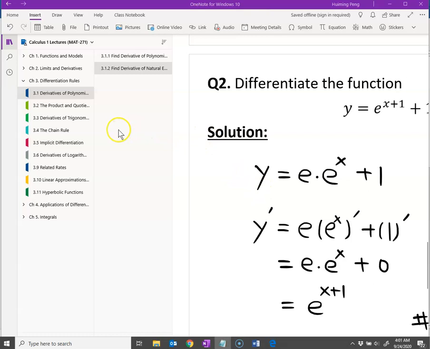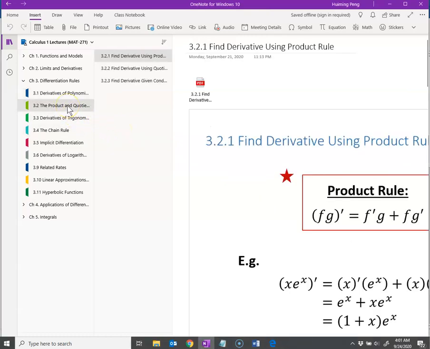In the next video, we are going to deal with derivatives using the product rule. We are going to deal with the product rule.